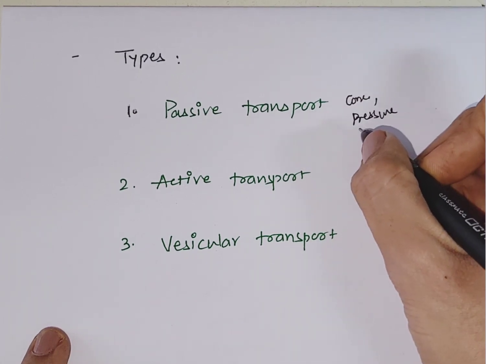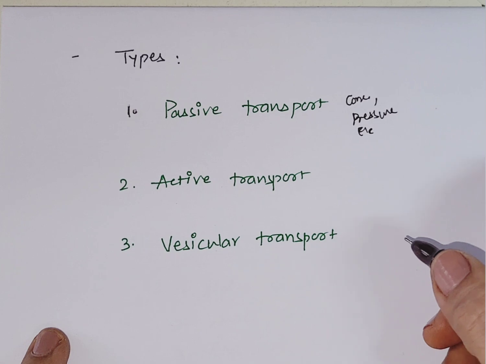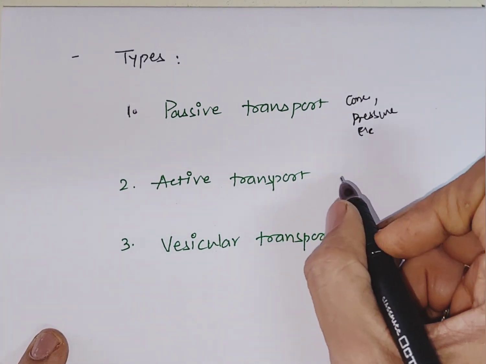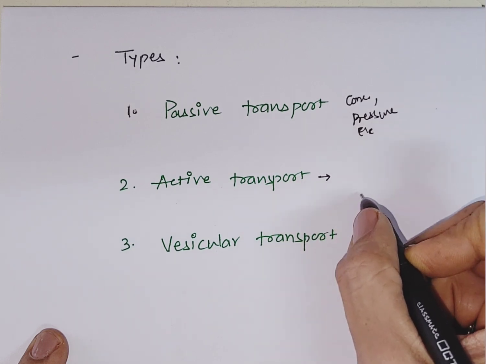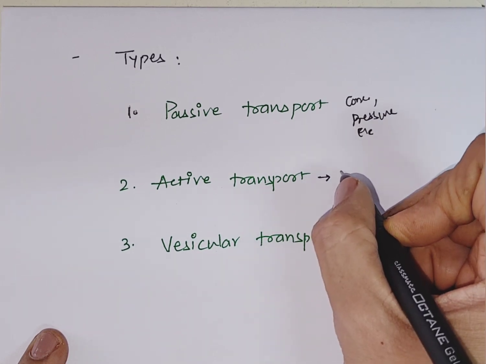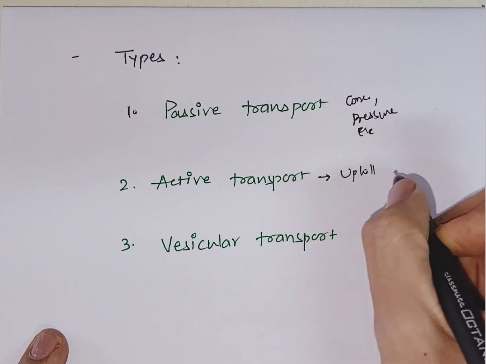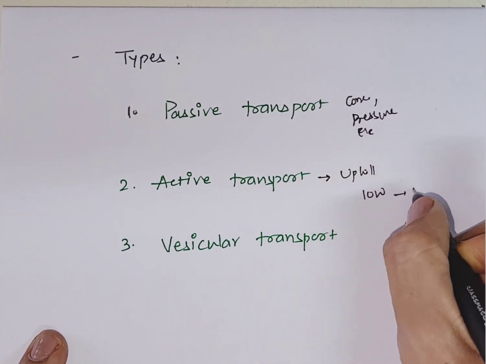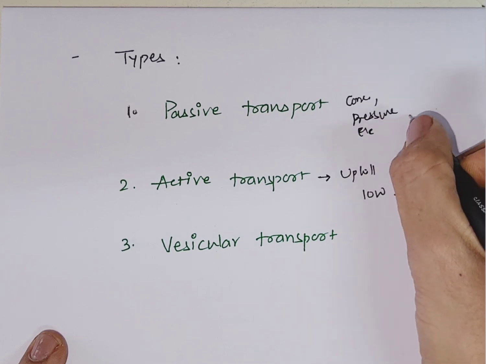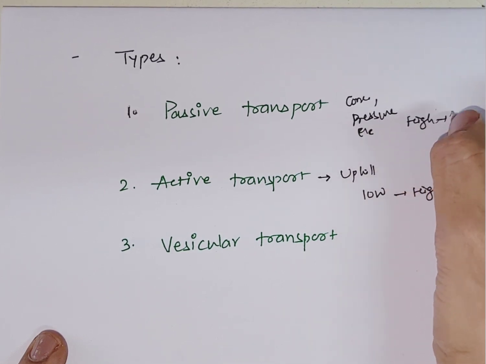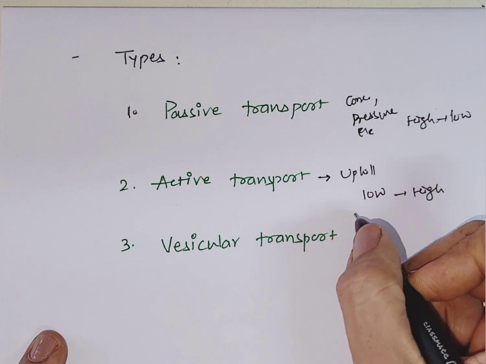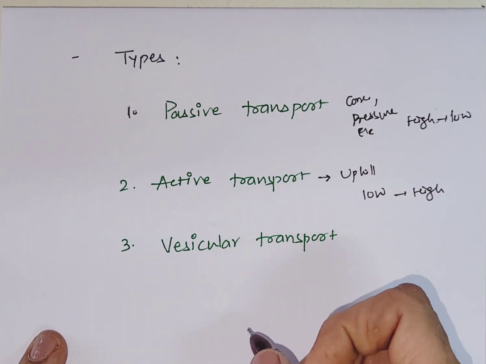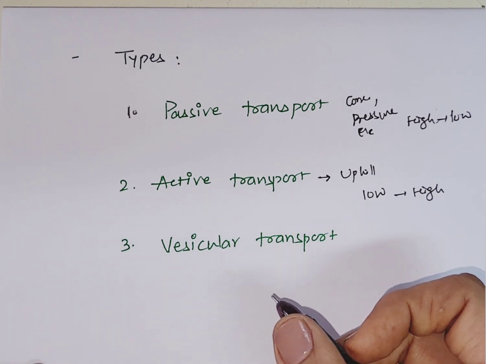So in passive transport, substances are transported along the concentration, pressure or electrical gradient, whereas active transport is the transport in which substances are transported against the gradient. This is also known as uphill movement. Here substances are transported from low concentration to high concentration, while in passive transport it is from high to low. Here it is low to high, or against a pressure or electrical gradient. The third variety is a special category of transport, that is vesicular transport.